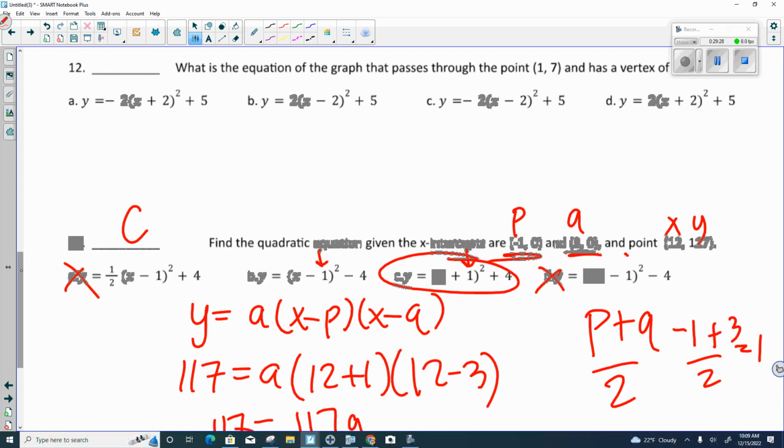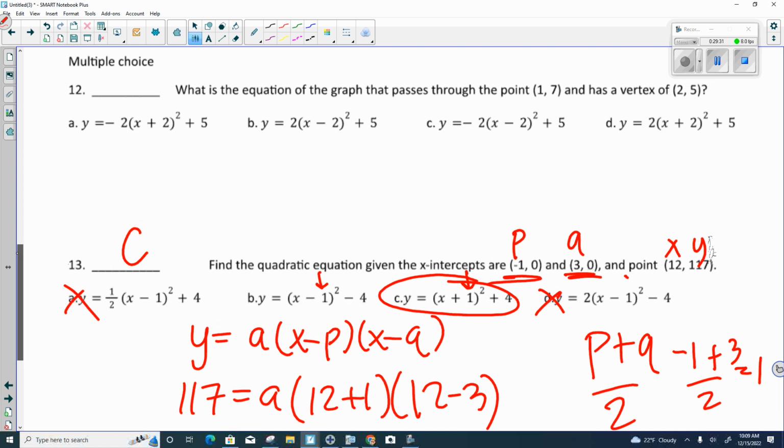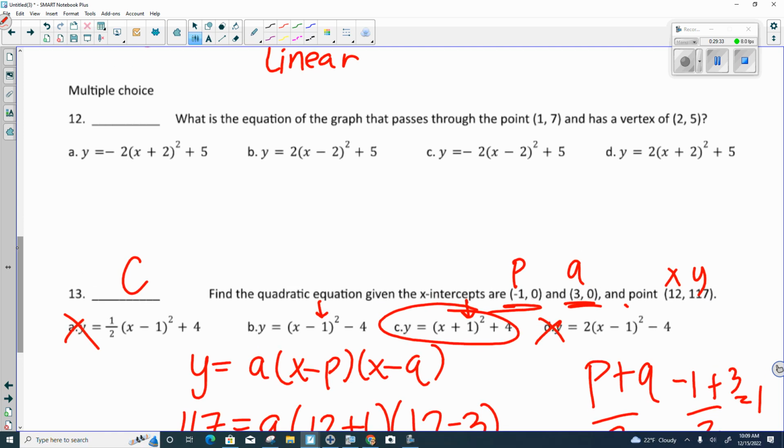Okay, 12 is the easier of the two, unless you try to use P and Q. It passes through a point, and this is a vertex. How did I know it was H and K? Because it told me it was the vertex, and we call vertexes H and K. That's their special name. So same idea: I'm going to plug them in and find A, and then hopefully it'll eliminate some of these options. I'm plugging it into vertex form: y equals a times x minus h squared plus k. These will be on the board. You don't have to necessarily memorize them.